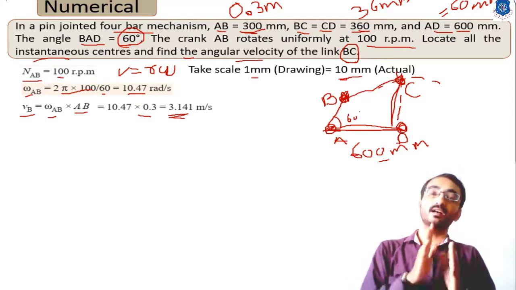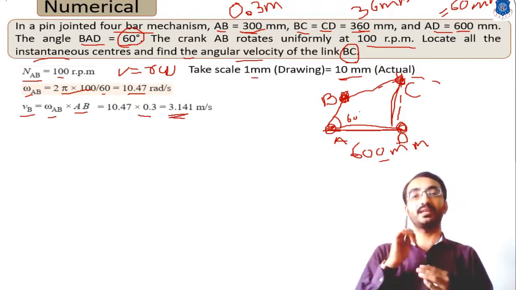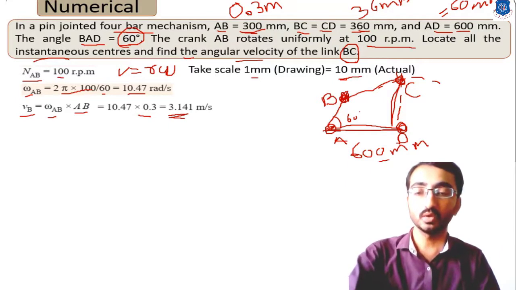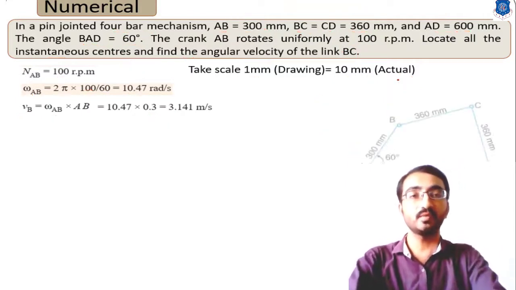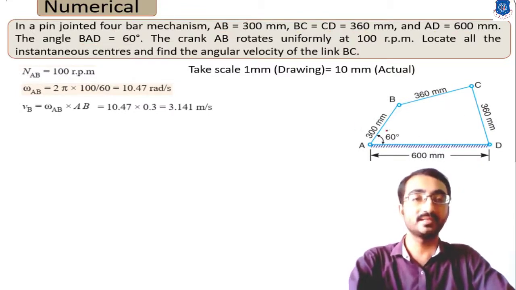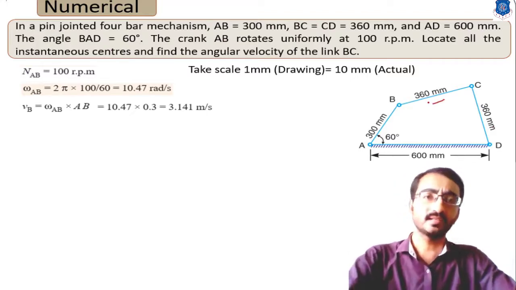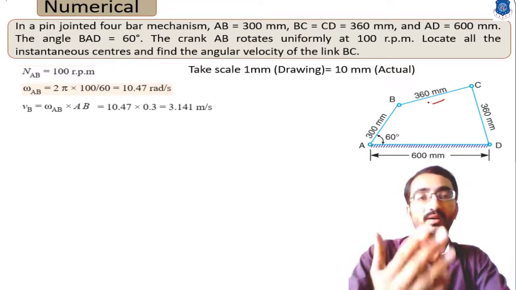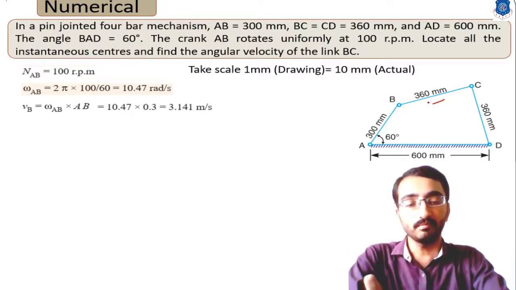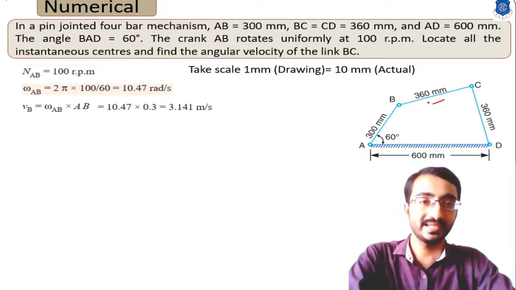We have already learned this fundamental while solving with the relative velocity method, but still I have revised it once so that you can use it while solving the numericals. So in this way, by using a scale we can sketch this 4-bar mechanism in these dimensions. Okay, now after sketching this configuration diagram, we will locate our instantaneous centers one by one.